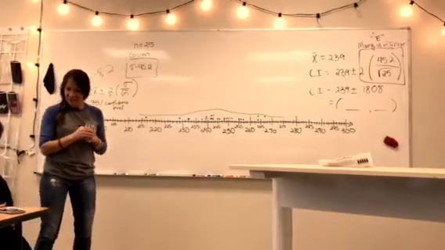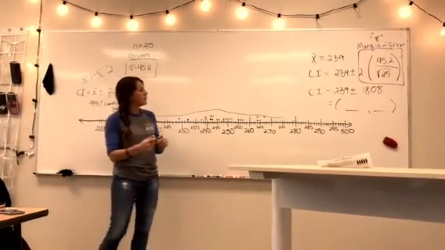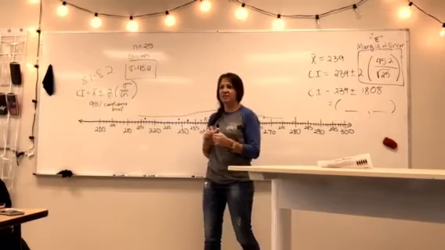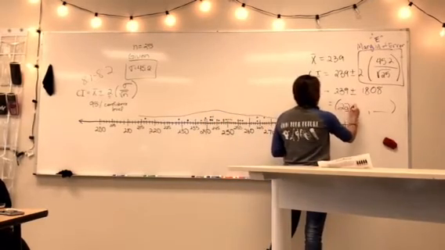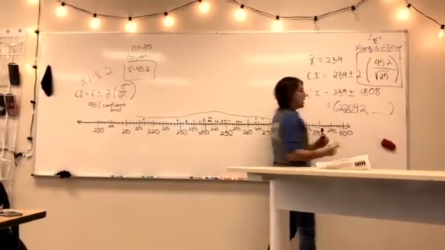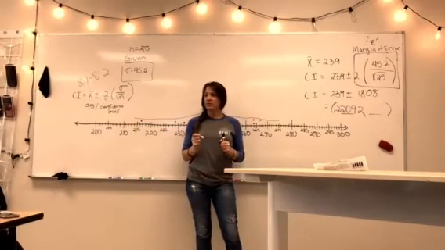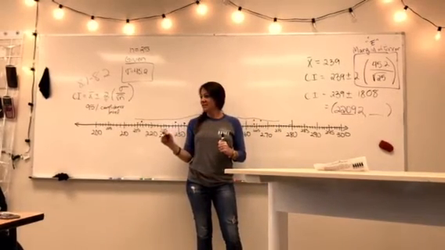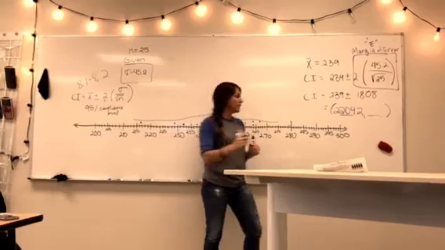Sheena, what do you get for the lower bound? 220.92. And the upper bound? Sheena? 257.08.